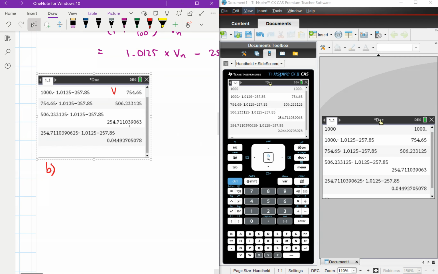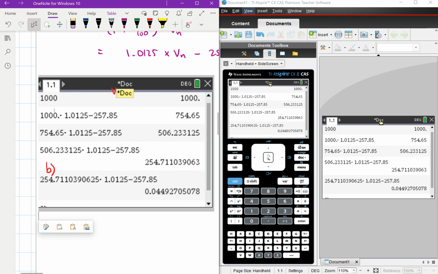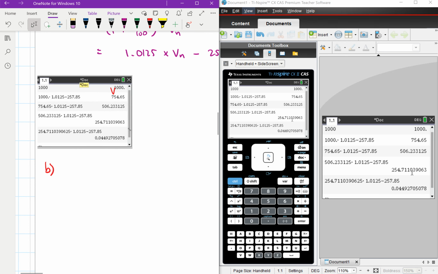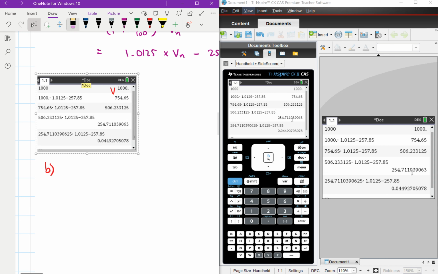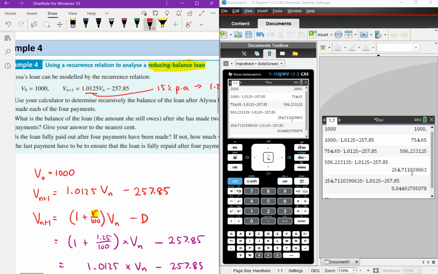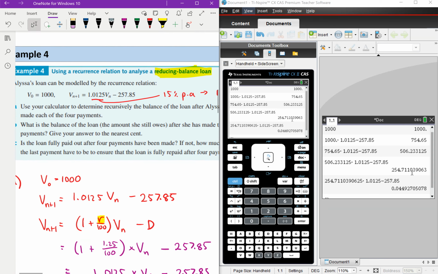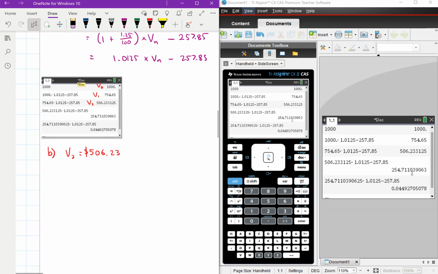I'm going to delete this just to help us understand. Let's shrink that a bit. There we go. We know V0 is $1,000, then V1, V2. At V2, the balance of the loan is $506 and technically 23 cents. What do they want us to round it to? She made 2 payments, to the nearest cent. So $506.23.